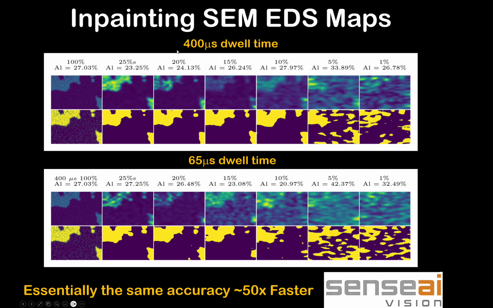We can get, you don't even need the 400 microseconds, you go down to 65 microseconds, and you get very high quality results in terms of the composition and in terms of the phase area and the areas of the grain boundaries. So essentially we get the same accuracy, but we're now 50 times faster in our EDS maps. So we were talking about EBSD being 25, 30 times faster, EDS maps 50 times faster.